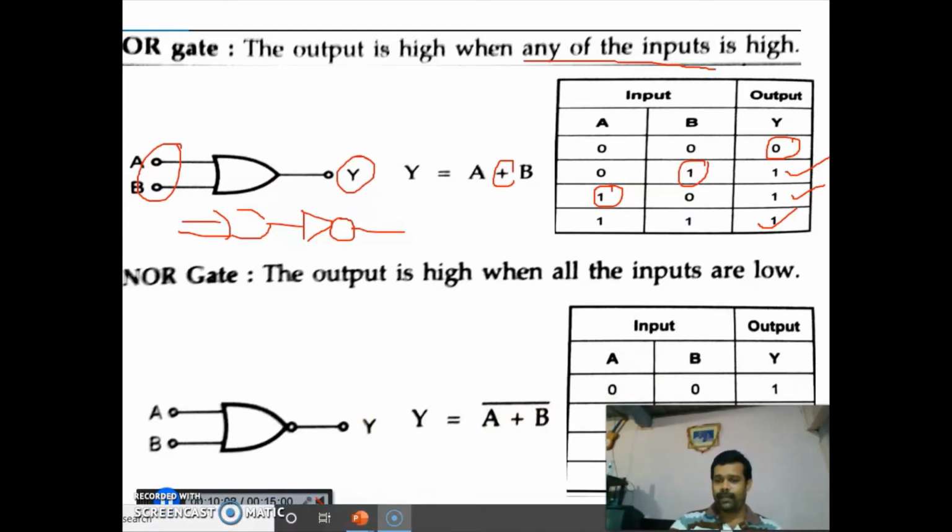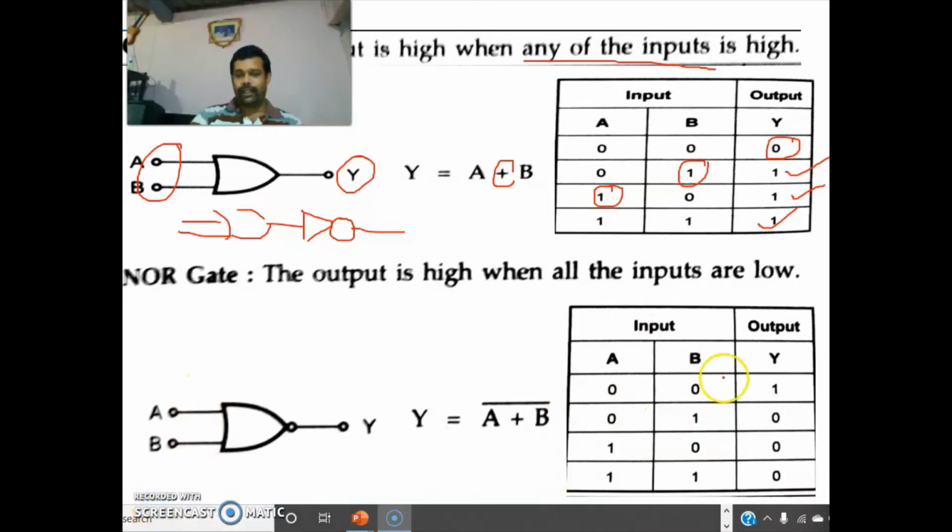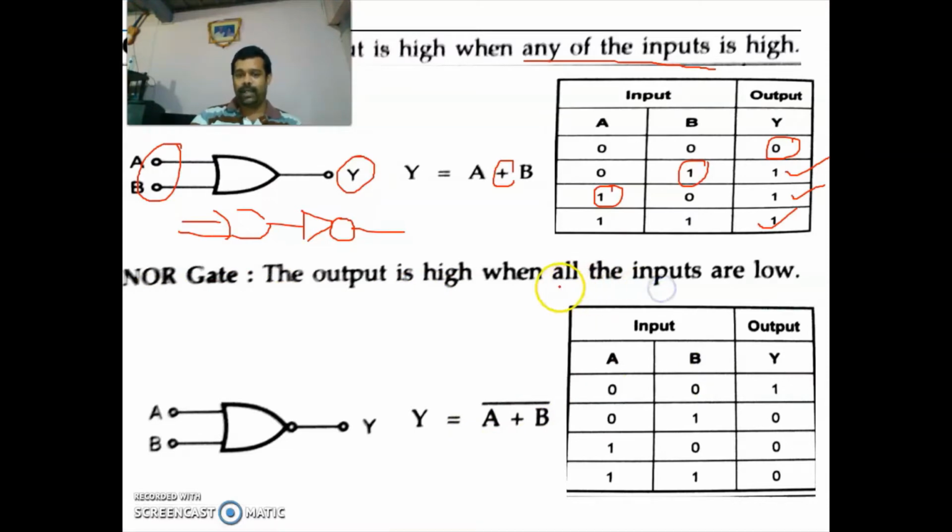Next, we are going for the truth table. In the NOR gate, the output is high when all the inputs are low. Output is high only when all the inputs are low. Or in symbol, if you complement the output of your OR gate, you will be getting the NOR gate. So in the NOR gate, the output will be high when all the inputs are low.